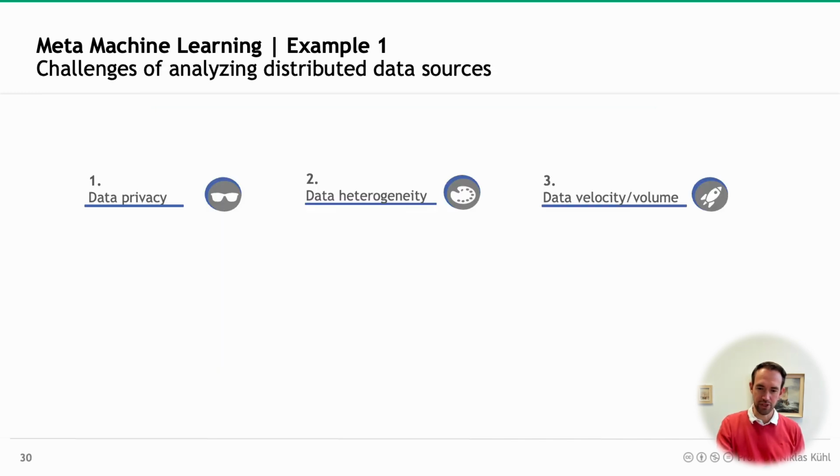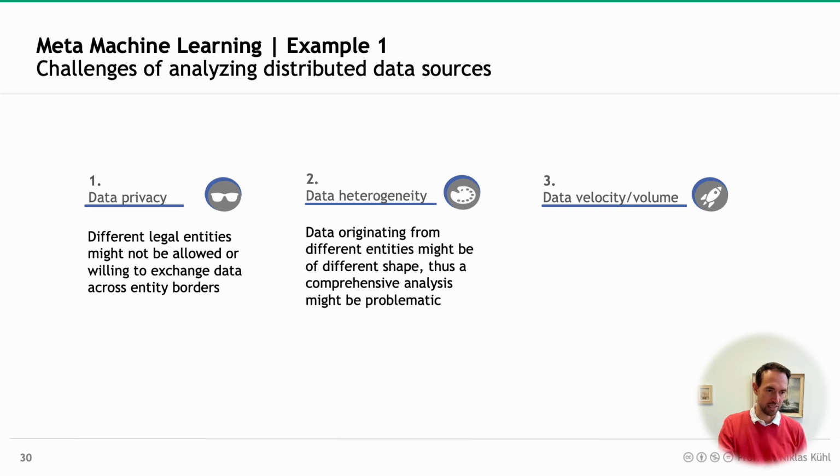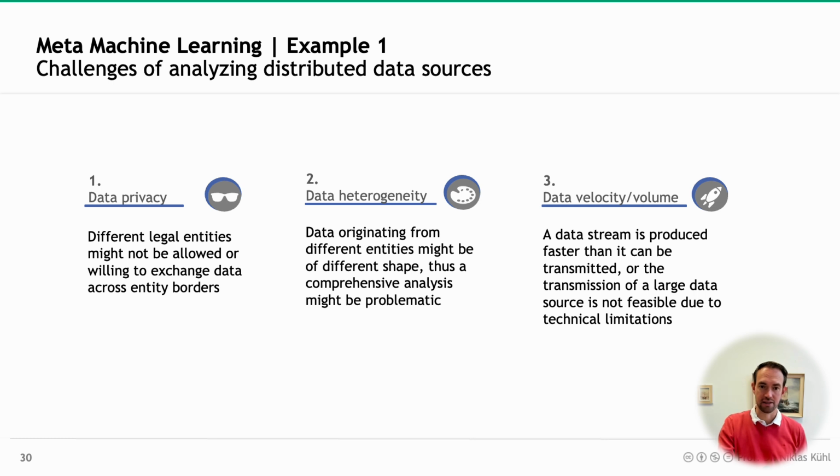And let's look at the three challenges that we talked about earlier. First, data privacy. Again, the different legal entities might not be allowed or willing to exchange data across entity borders. In our case, those are the different lines. They have different shapes, as we could also see. We have categorical data, numerical data, and so on. And finally, we have the data velocity and the volume.